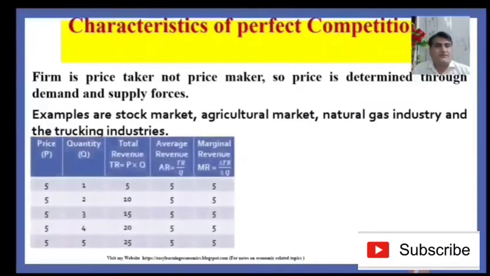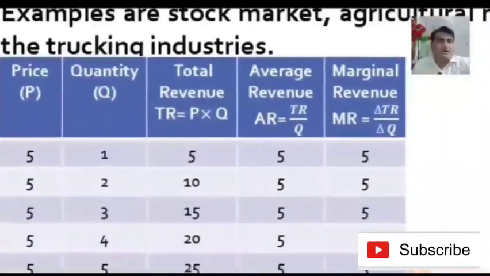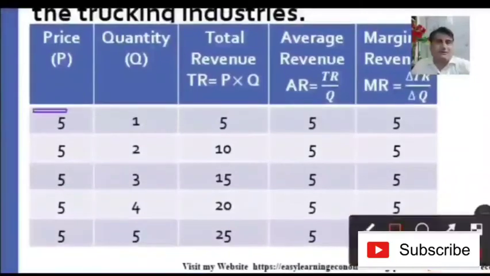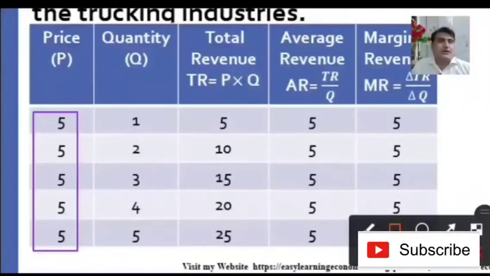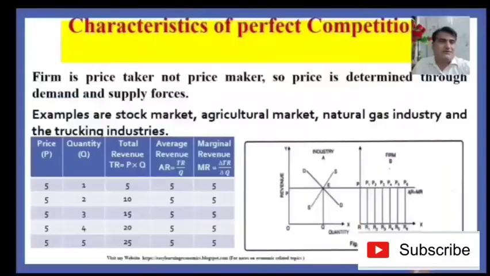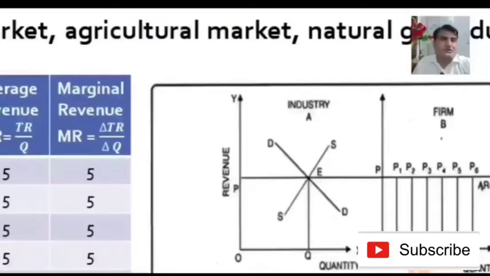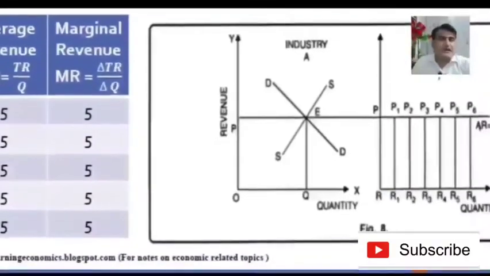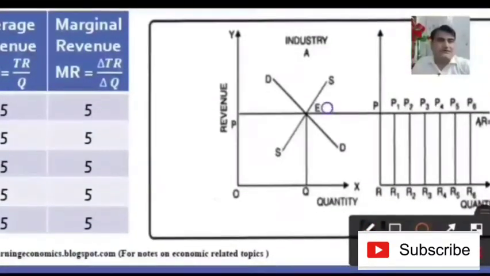So here you can see there is a rule of one price in the whole market. Whatever the output, price remains the same, that is 5, and the average revenue and marginal revenue are equal. The rule of one price in the whole market, as we discussed in the types of revenue in detail. Price is determined through the intersection of the demand and supply forces, and E is the equilibrium price where quantity demanded and quantity supplied are in balance, and the average revenue and marginal revenue are equal.